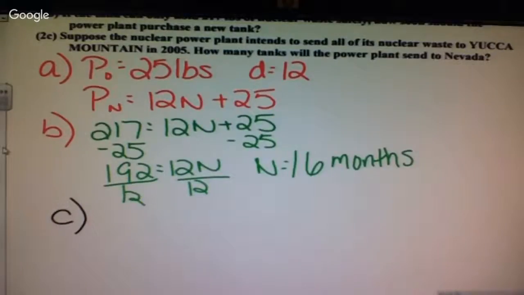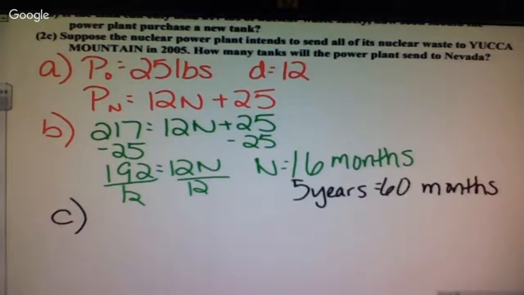So 5 years have gone by, and we go up by 12 per month. So we're talking 5 years. What number are we plugging in? 5. It's going to be where n is. Oh no, wait. 5 years. What is n in? Months. So that means I need to convert years to months. 5 years have gone past, and that means how many months? 12 months a year, so I've got 60 months.